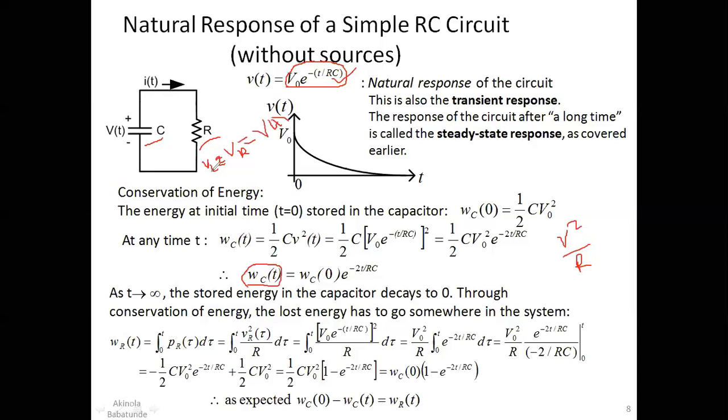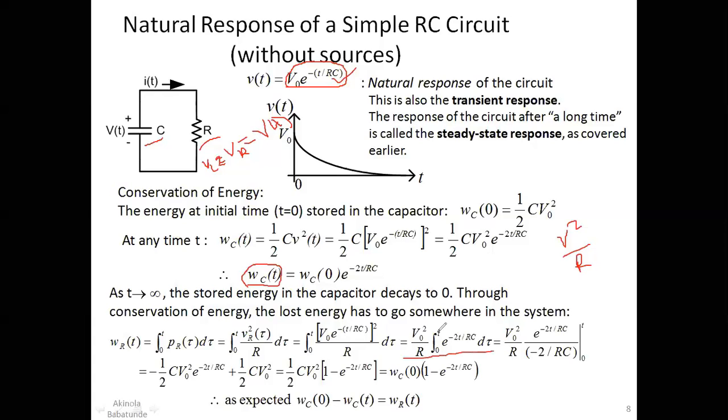When you're dealing with C, you have VC. When you're dealing with R, you have VR. VR therefore will be equal to V naught exponential minus t over RC, squared over R here. If we go ahead and expand this, we have V naught squared over R, which you can bring out, and then you're left with exponential minus 2t over RC dt, because squaring minus t over RC just gives minus 2t over RC. So this is what you come up with at the end of the day.